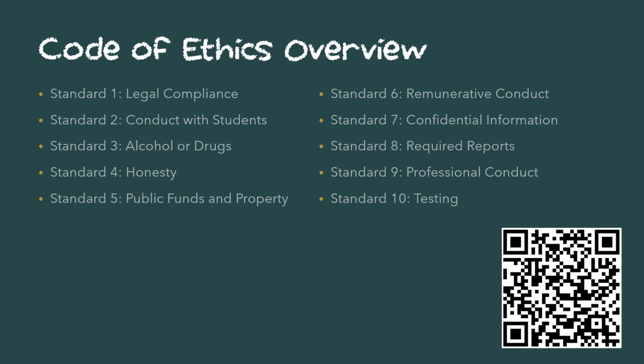Standard 5, public funds and property. An educator entrusted with public funds and property shall honor that trust with a high level of honesty, accuracy, and responsibility. For Standard number 6, remunerative conduct. An educator shall maintain integrity with students, colleagues, parents, patrons, or businesses when accepting gifts, gratuities, favors, and additional compensation. Standard 7, of confidential information, an educator shall comply with the state and federal laws and state school board policies relating to the confidentiality of student and personnel records, standardized test materials, and other information.